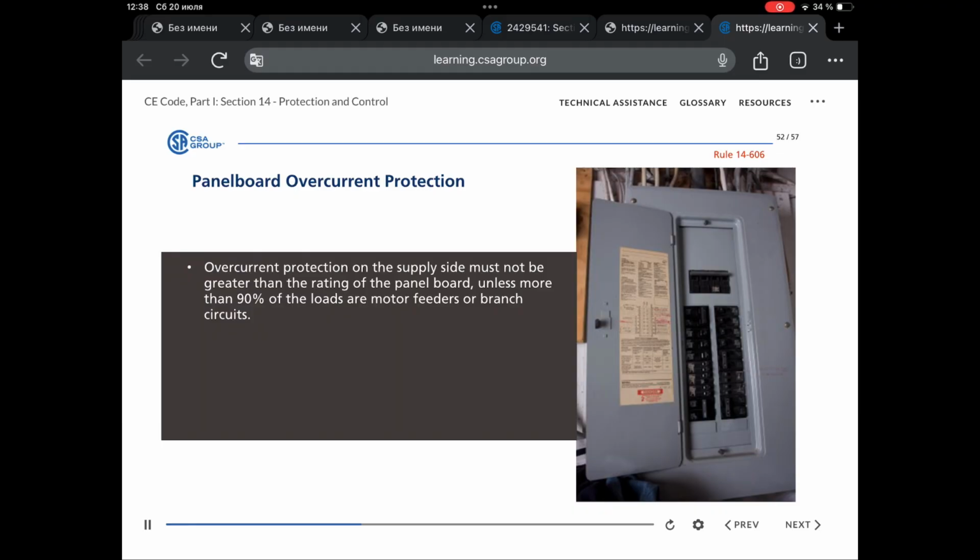In the case of a panel board that supplies motors, the panel board overcurrent protection may be oversized provided that 90% of the loads supplied by that panel are motor loads. This is to accommodate for the starting surge of the motors.